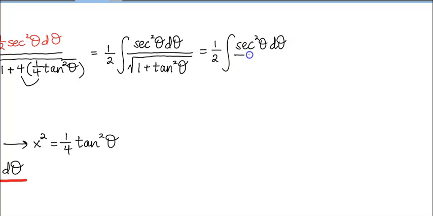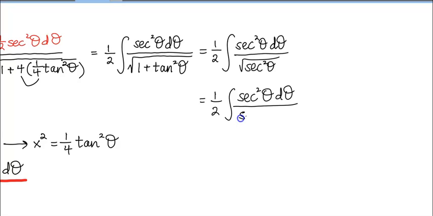It's still under the square root. There's no d theta in the denominator. So we have 1/2 the integral of secant squared theta d theta. And when we take the square root, we're only left with 1 secant theta. So one of those secants will cancel and leave us with the integral of secant theta d theta.